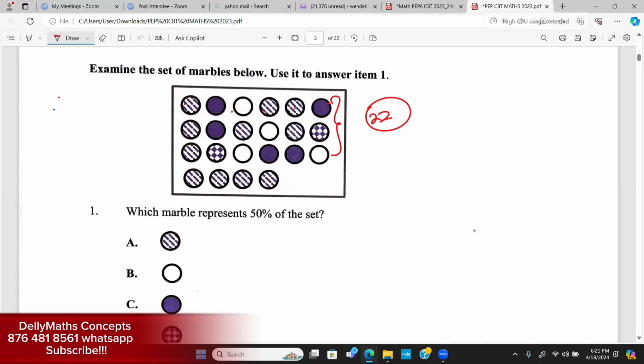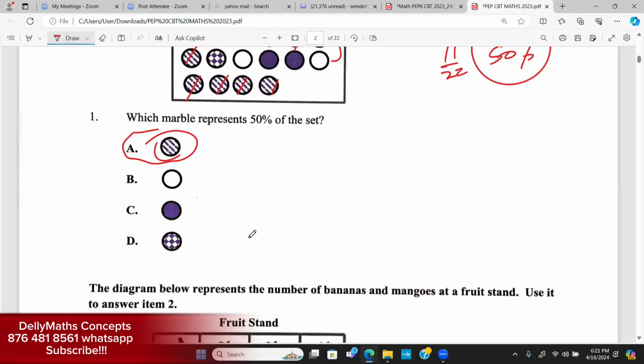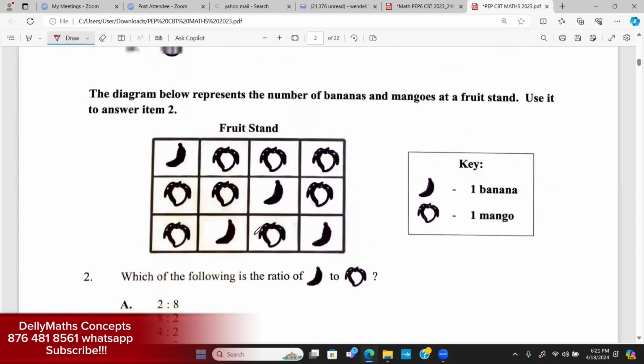So we want to know which one of these you could count and get 11 because it's 50%. So let us check off this stripe here. We have 1, 2, 3, 4, 5, 6, 7, 8, 9, 10, 11. The fact that I get 11 already means this is the answer. So that is 11 out of 22. That is 50% already. So A is the answer for number 1. Let's go into number 2.